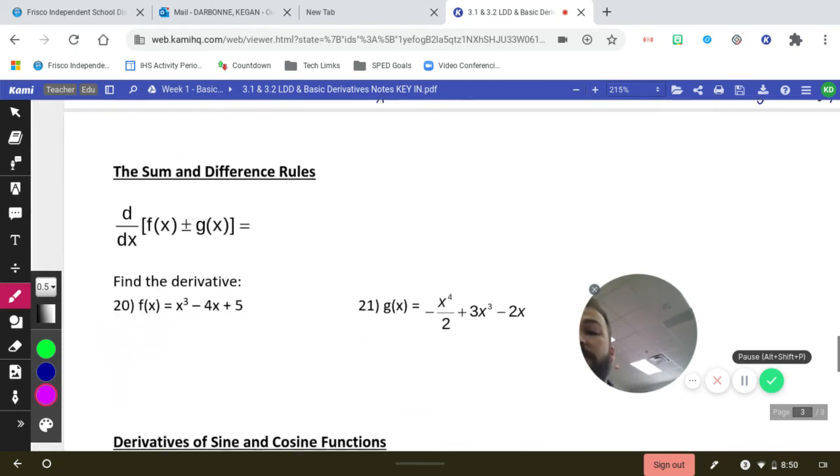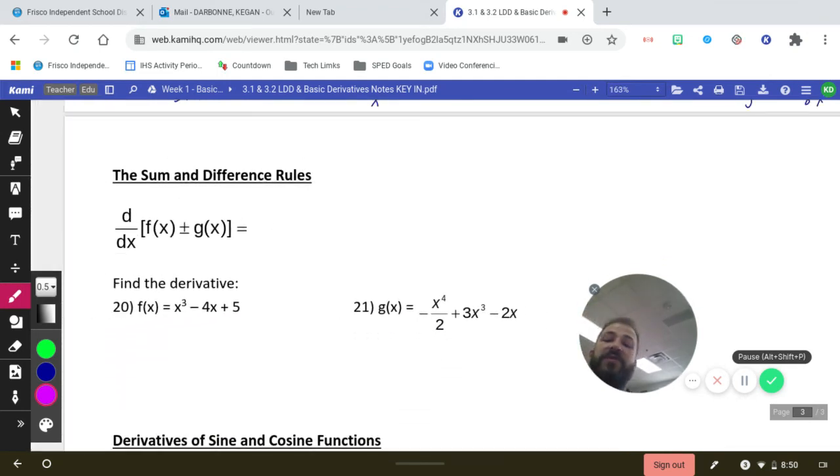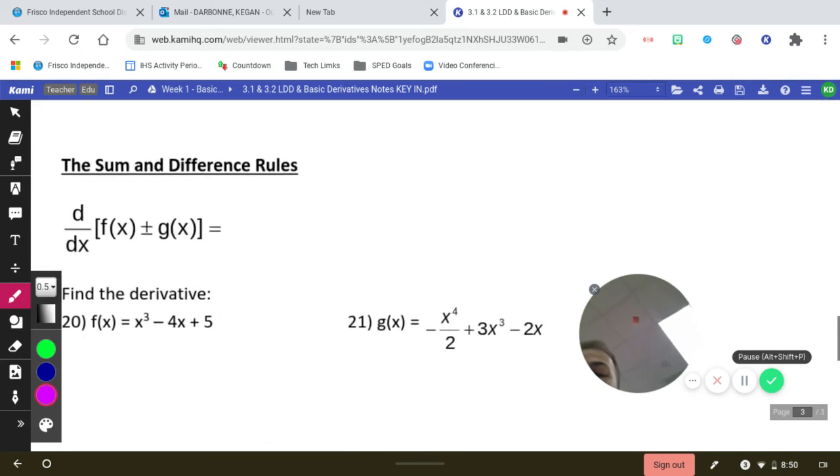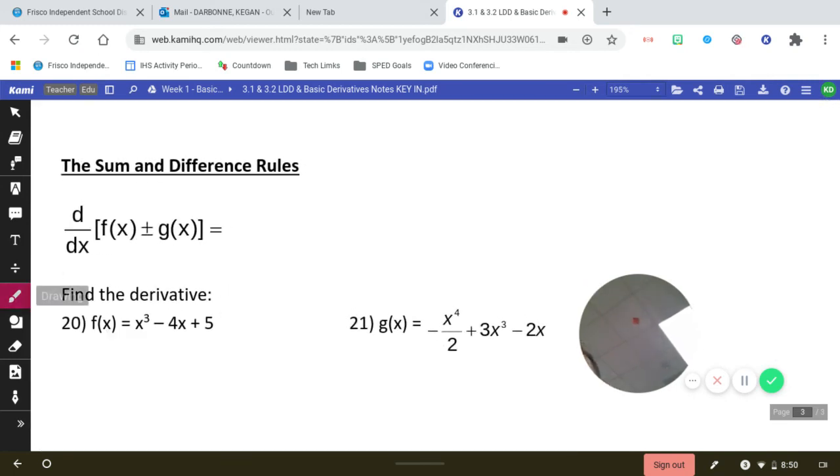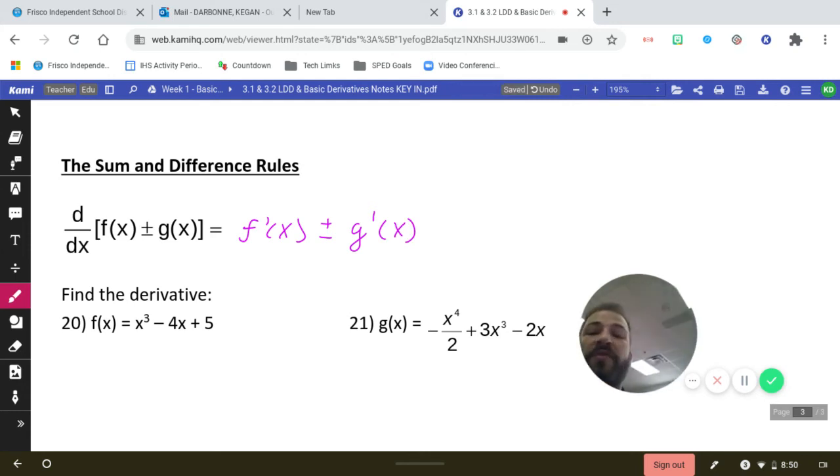Two last rules to look at. We have the sum and difference rule. So the sum and difference rule says that if I'm taking the derivative of two functions, f of x and g of x, being added and subtracted, then all I do is I derive each of those functions and keep the addition or subtraction the same, unless, of course, the derivative changes that.